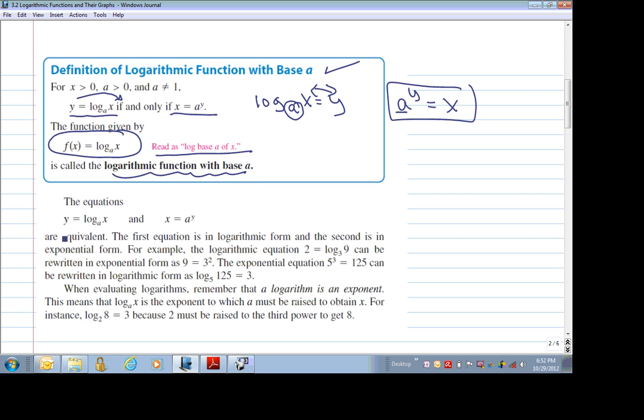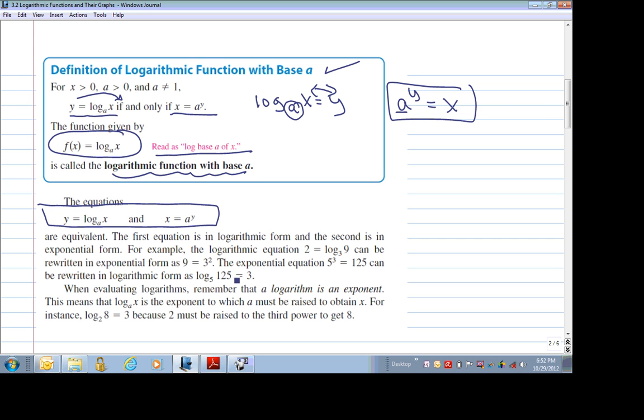So again, showing this whole change between our x and our y, y equals log base a of x can be rewritten in exponential form as x equals a to the y power. Like I said, I just prefer my y on the other side. It's just a personal thing. Either way works. These are equivalent: the first equation is in logarithmic form, and the second equation is in exponential form. They are equal to one another.